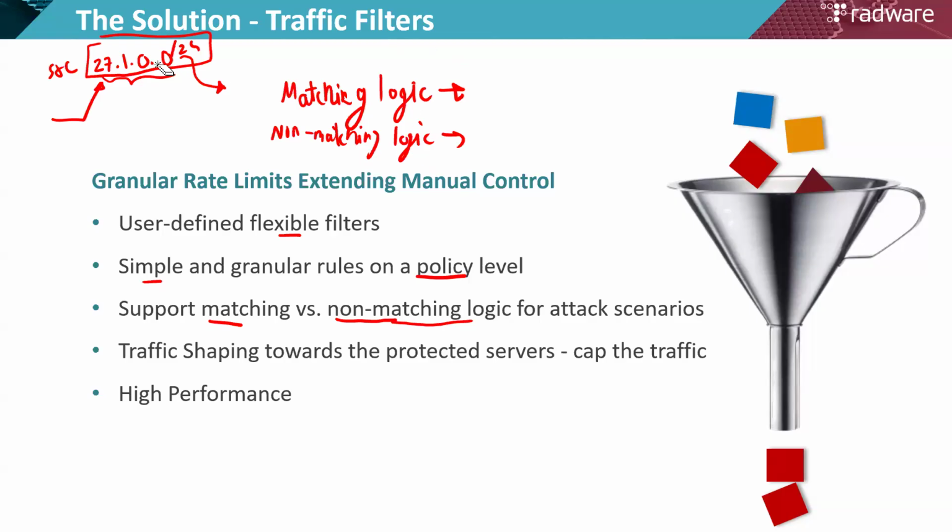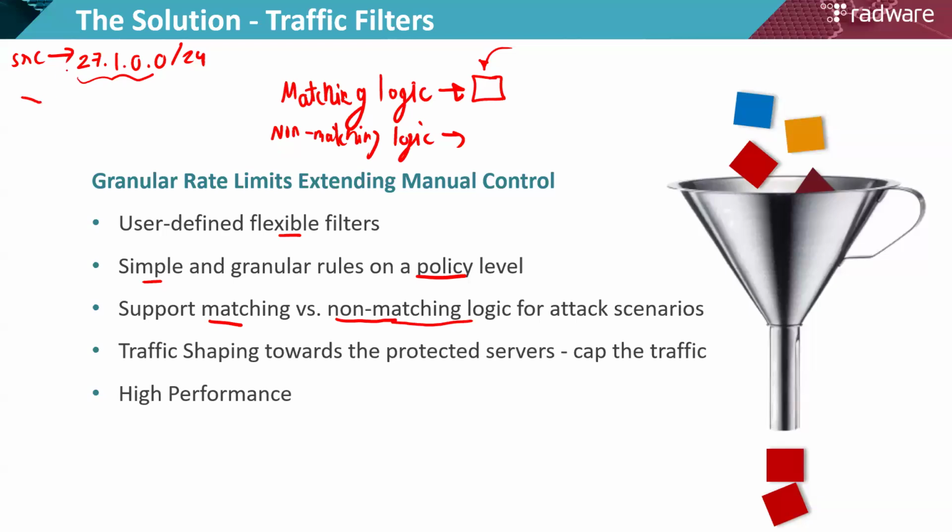I'll just explain it once more. Let's suppose the criteria that we have defined is source IP starting from the range 27.1.0.0/24. Any request coming from this client IP range, within the /24 network, would be the matching logic. If the request is coming from that IP range, then an action will be taken on the matching logic.